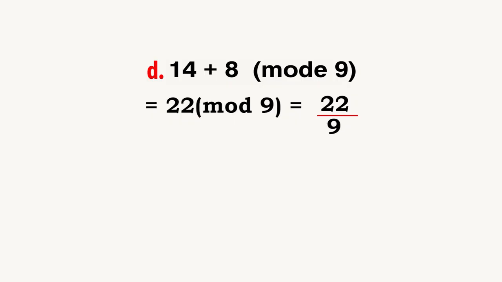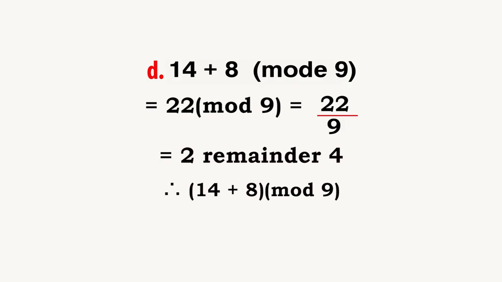Example D. We are finding 14 plus 8 mod 9. So what do we do? We divide 22 by 9. You know how many times 9 can go into 22? Twice. And then we have a remainder of 4. And therefore we say 14 plus 8 mod 9 is equal to 4 mod 9. That is quite easy, isn't it? Let's look at one more example.